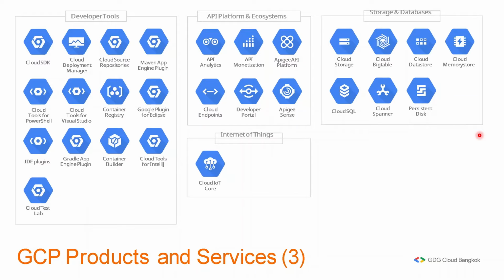We have Developer Tools like SDK and Cloud Source Repositories, and these are all the developer tools available in the GCP, Google Cloud Platform. These are the API platform and ecosystems: API Analytics, Cloud Endpoints, Developer Portal, and Apigee. And in IoT, we have Cloud IoT Core, and in storage and databases, we have Cloud Storage. This is very important. And we have Cloud SQL, Cloud Spanner, and Persistent Disk. We will talk about every service in the later classes.